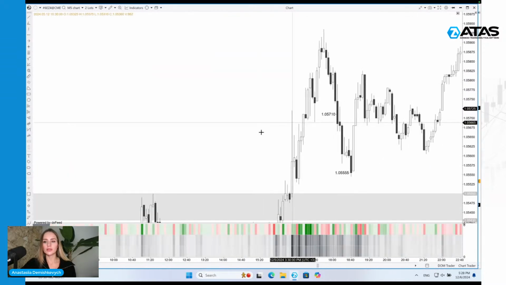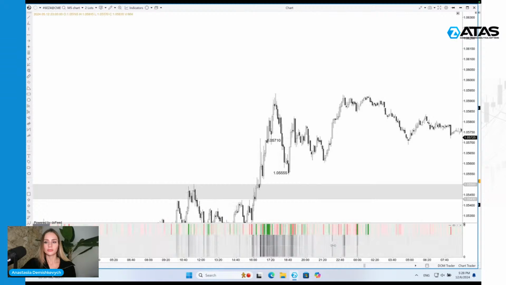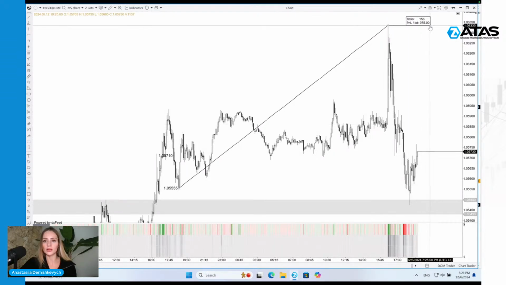And let's see the result. Up until today, we would have had quite a good run here. From the more conservative entry, we would have approximately 156 ticks.